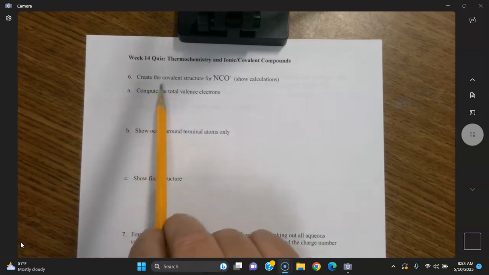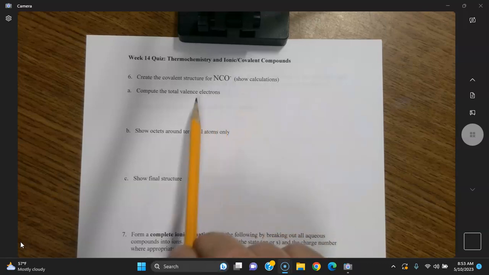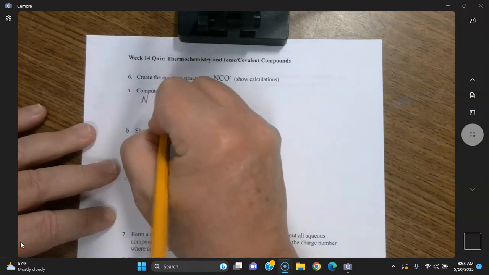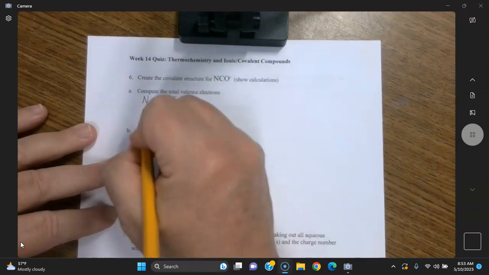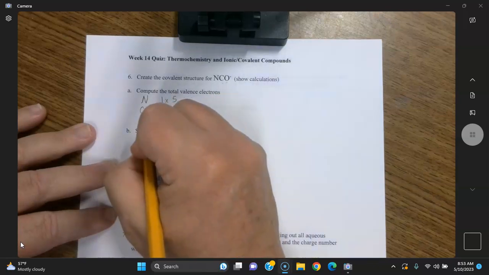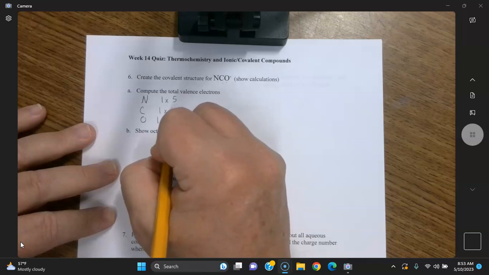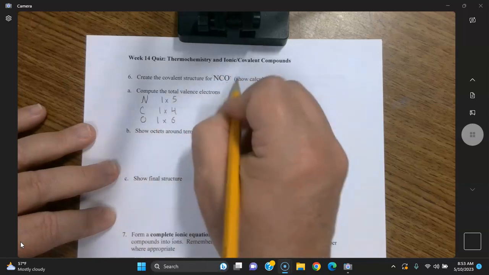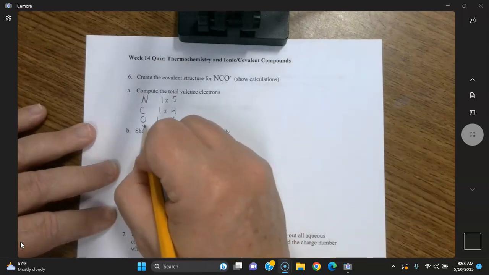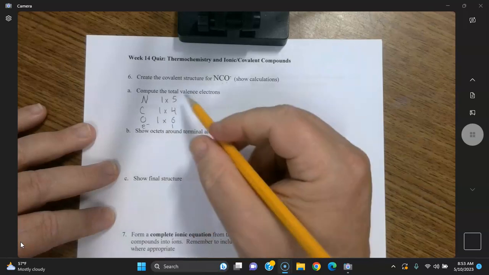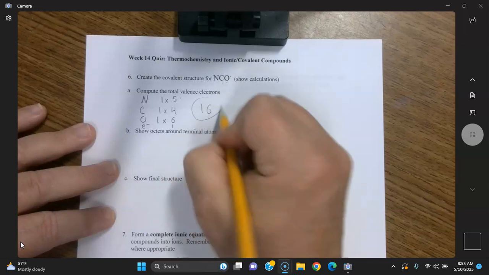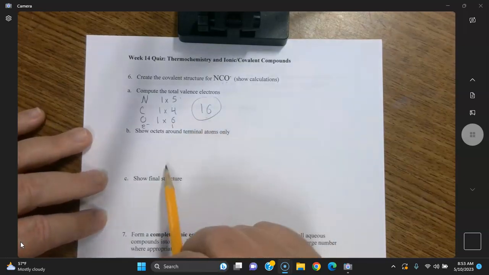Okay, next I ask you to create a covalent structure for NCO. So the first thing you do is add up the valence electrons. So nitrogen, there's 1 of those times 5. Carbon, there's 1 of those times 4. Oxygen, there's 1 of those times 6. And then you have the negative charge on the overall molecule, not just on the oxygen, and that's going to give you an E- of 1. You add that up, 5 plus 4 plus 6 is 15, plus 1 is 16. Okay, so that's the answer to that.